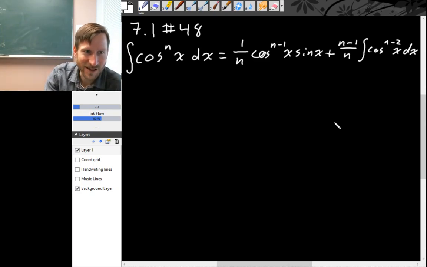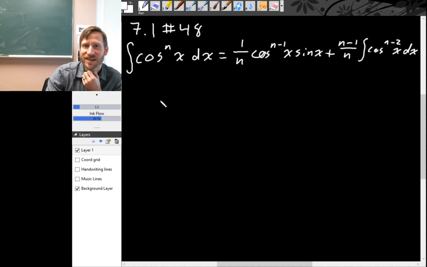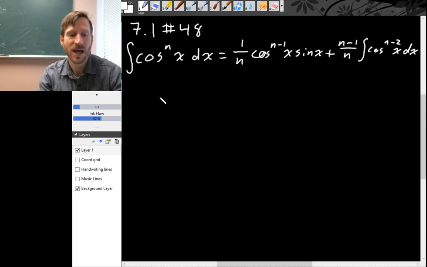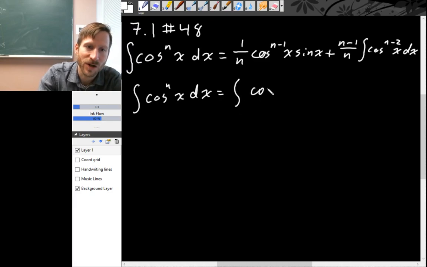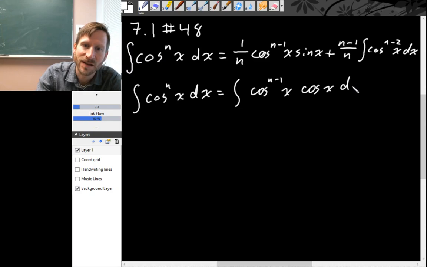Okay, so let's see what happens. Now there is an example in section 7.1 similar to this but with sine, and you can use that to give you the idea of how to get started. The idea is we're going to take this integral of cosine to the n of x dx, and write this as the integral of cosine to the n minus first of x times cosine of x dx. And writing it this way, now we can do integration by parts.